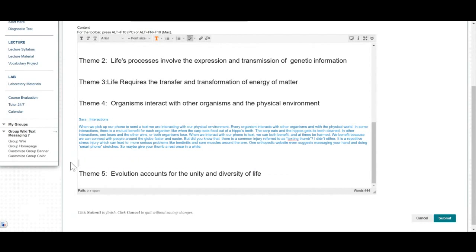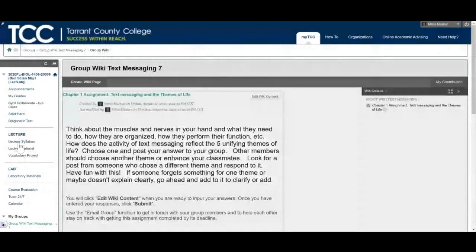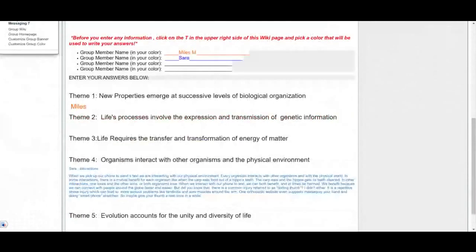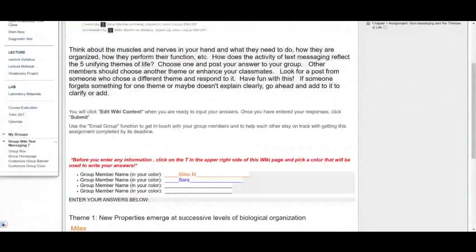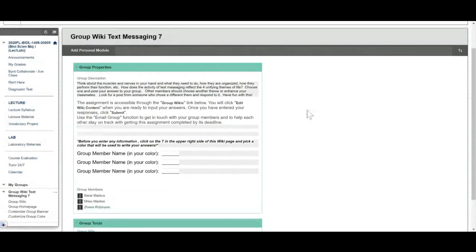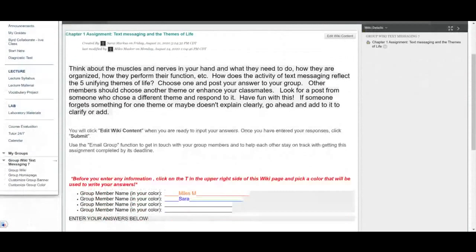If you go over to the left, Miles, where it says group wiki. I think if you click on that, it should tell you who your partners are. Scroll down and see. Oh, no, maybe not. Maybe it's group homepage. There they are. So Sarah, Miles, and Zane are partners in this group. So you can contact each other, you know, and I know who it is, and you can email or discussion group or something. Okay? So that's how it works.